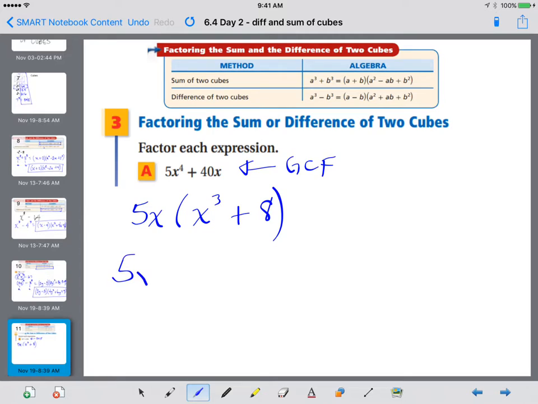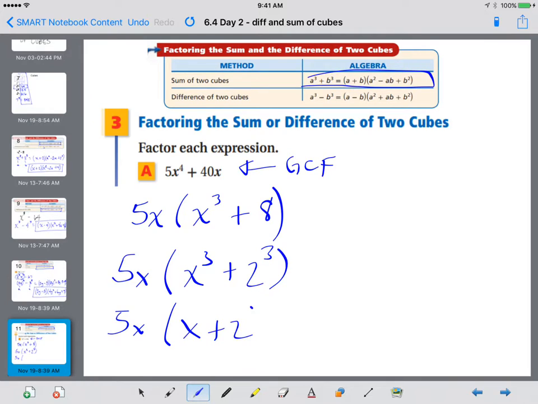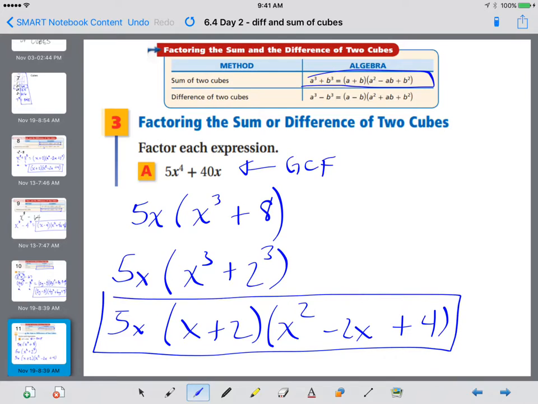So 5x stays out here. We have x to the third plus 2 to the third. We've done this one before. So 5x times, when I rewrite this, we have a sum of cubes. So we have x plus 2, x squared minus 2x plus 4. And that is my final answer.